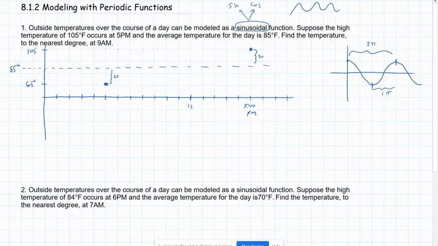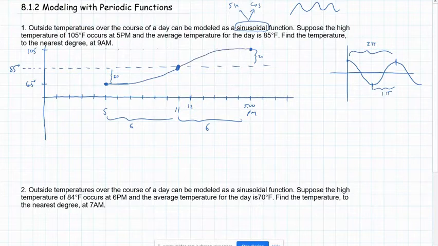So we have our low and our high, and this is 5 a.m. It's at its low at 5 a.m. and it's at its high at 5 p.m. Halfway between the two, that's 1, 2, 3, 4, 5, 6 hours. So at 11 a.m., it's going to be right at its midline, because that's halfway between. It's 6 hours here, 6 hours here. And so we kind of have an idea of what our sinusoidal curve looks like now.